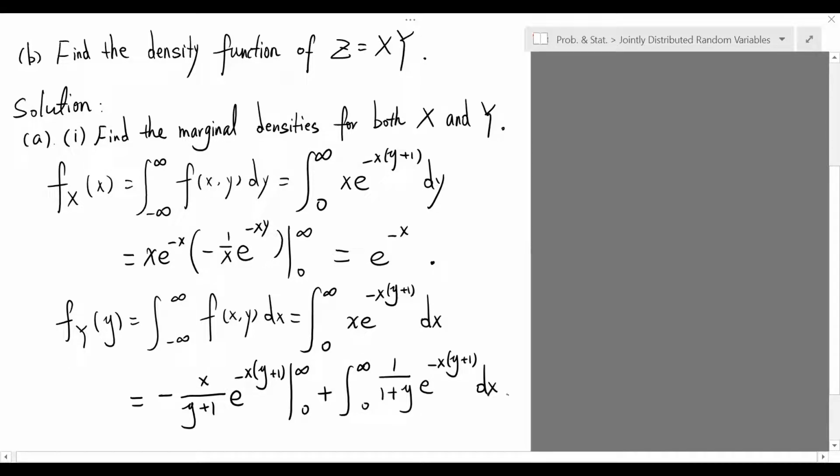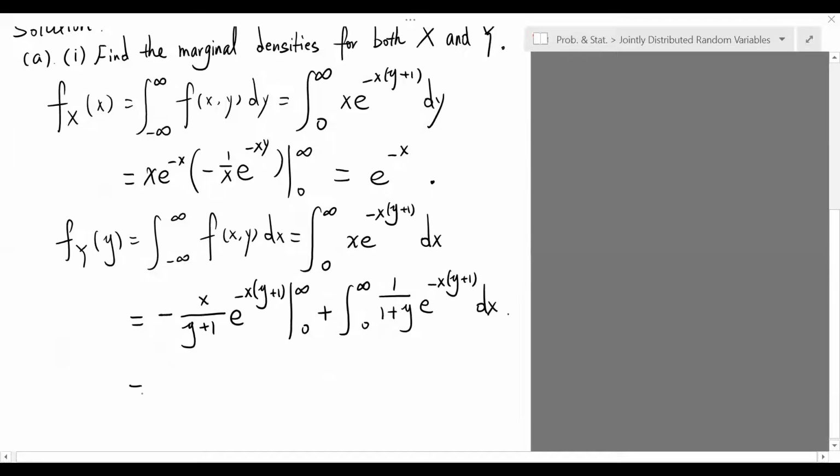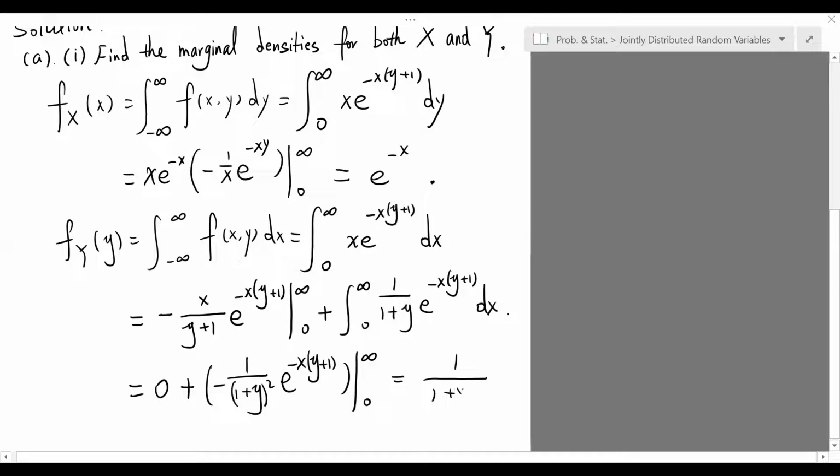respect to x. By finding the antiderivative of the integral, we end up with negative 1 over 1 plus y squared times e to the negative x times y plus 1 evaluated from 0 to infinity. Hence, the final outcome is just 1 over 1 plus y squared.